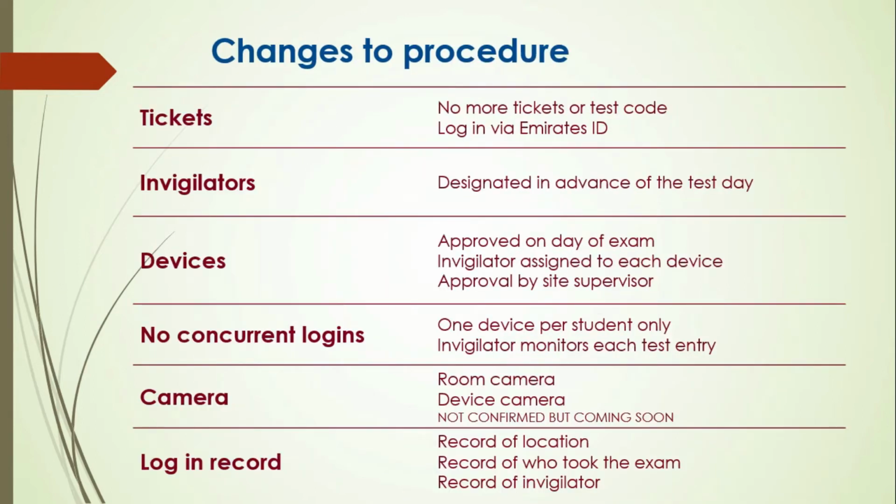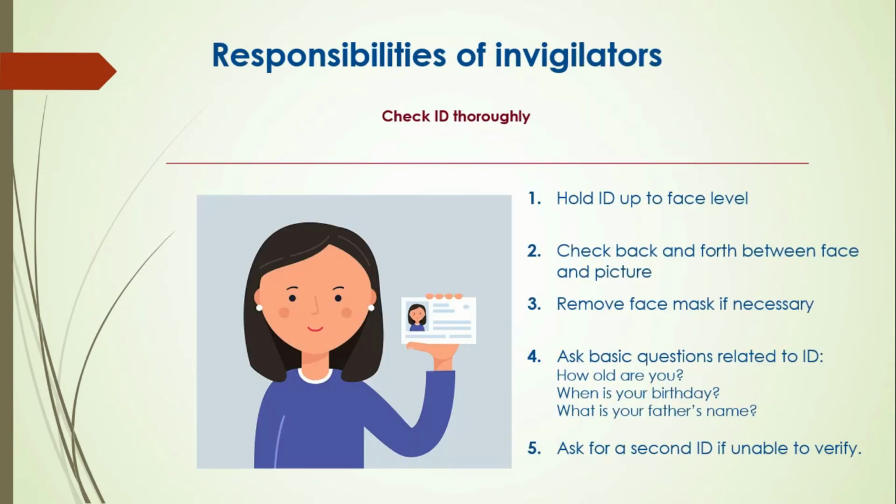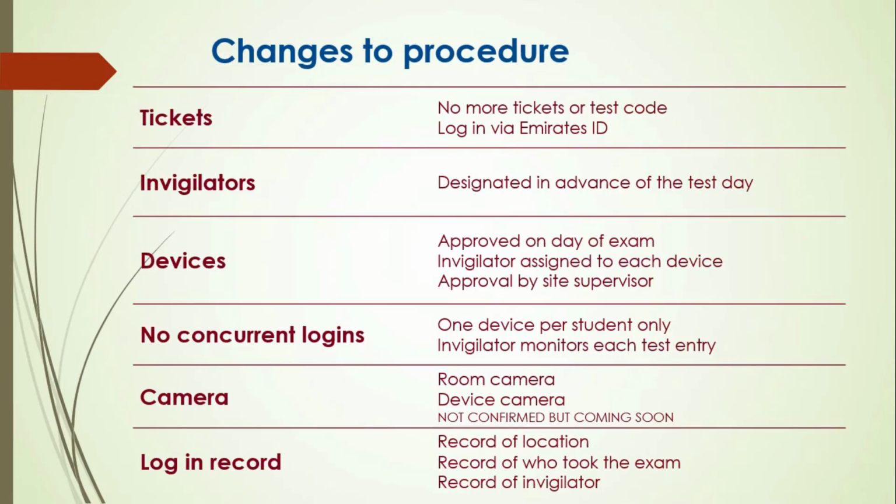So, the changes to procedure. Number one, the tickets have gone. There are no more tickets to print and there's no test code to enter. They log in via their Emirates ID. The invigilators must be designated in advance of the test day, so you need to enter them into the system. Devices need to be approved, so you need to indicate which devices are being used with a numbering system, and you assign an invigilator to each device, and then the site supervisor approves.